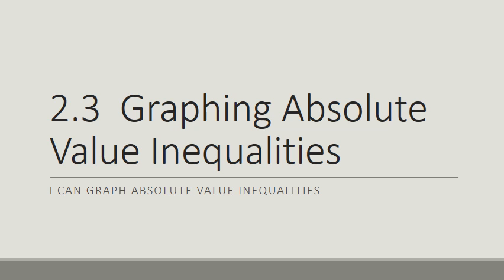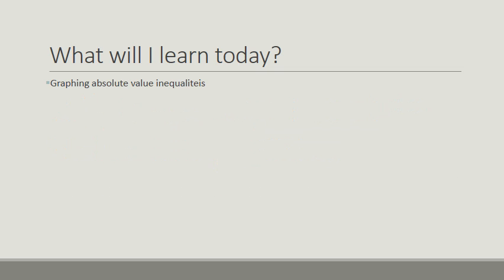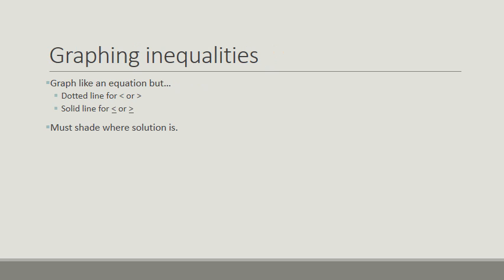So in our last lesson, we talked about how you graph absolute value equations. Now we're going to look at how you graph an absolute value inequality. So remember from Algebra 1 that graphing an inequality is just like graphing an equation, except we use a dotted line for x is less than or x is greater than, and we use a solid line when it's less than or equal to or greater than or equal to.